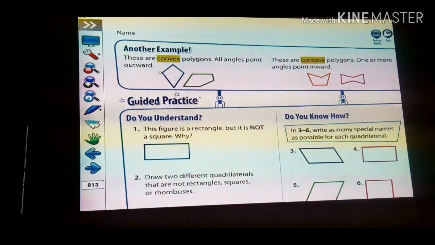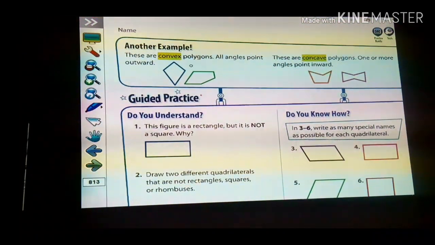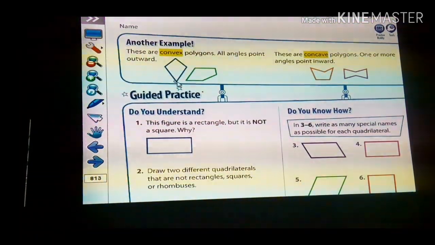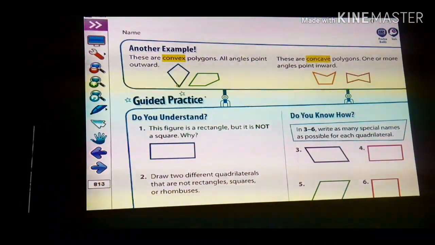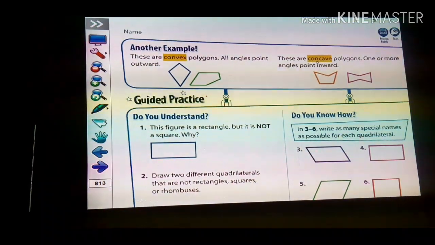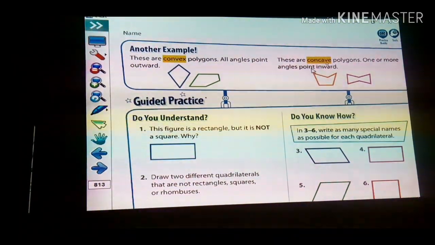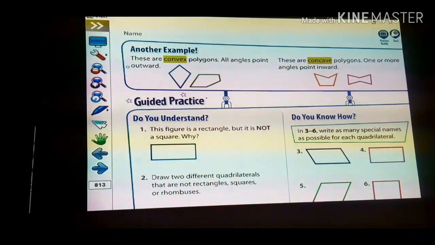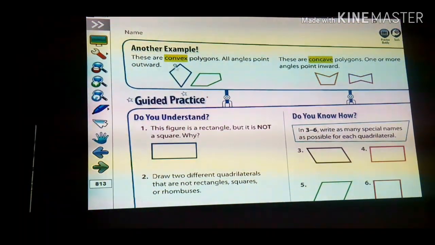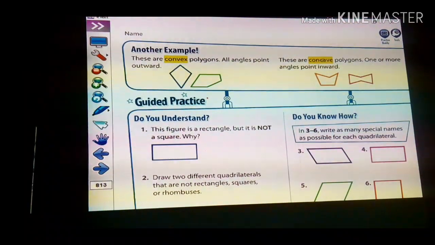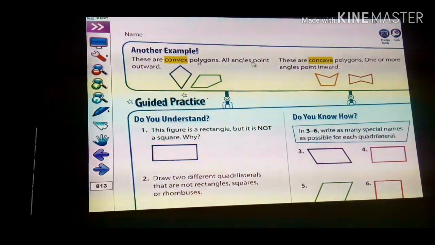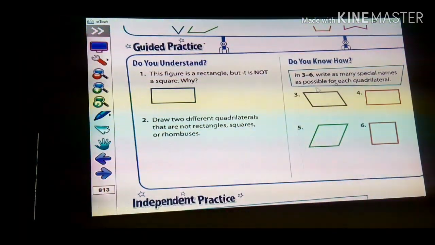For example, these are convex polygons. What's the meaning of convex polygons? Look at the lines. All of them are convex, like they are going outside. Okay, the point here is outside. But for concave polygons, one or more angles point inward. This is outward, this is inward. Okay, that means convex, remember, it's out. Concave, like a cave, remember, cave and convex out. Okay, so let's start with the first shape here.